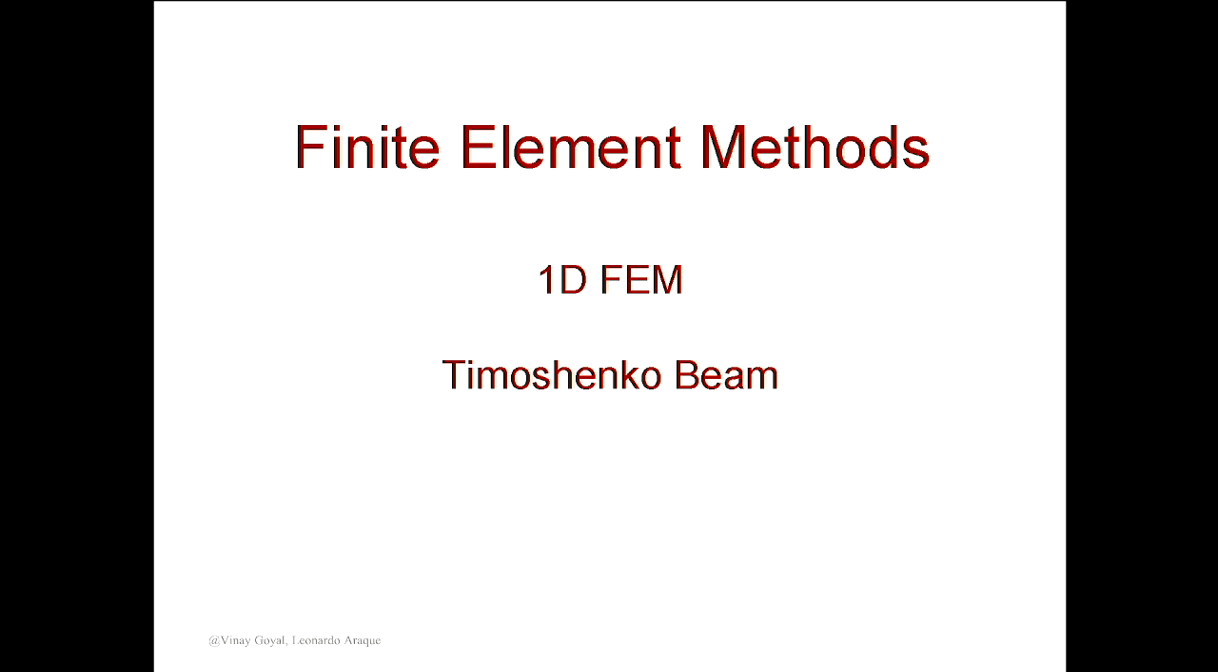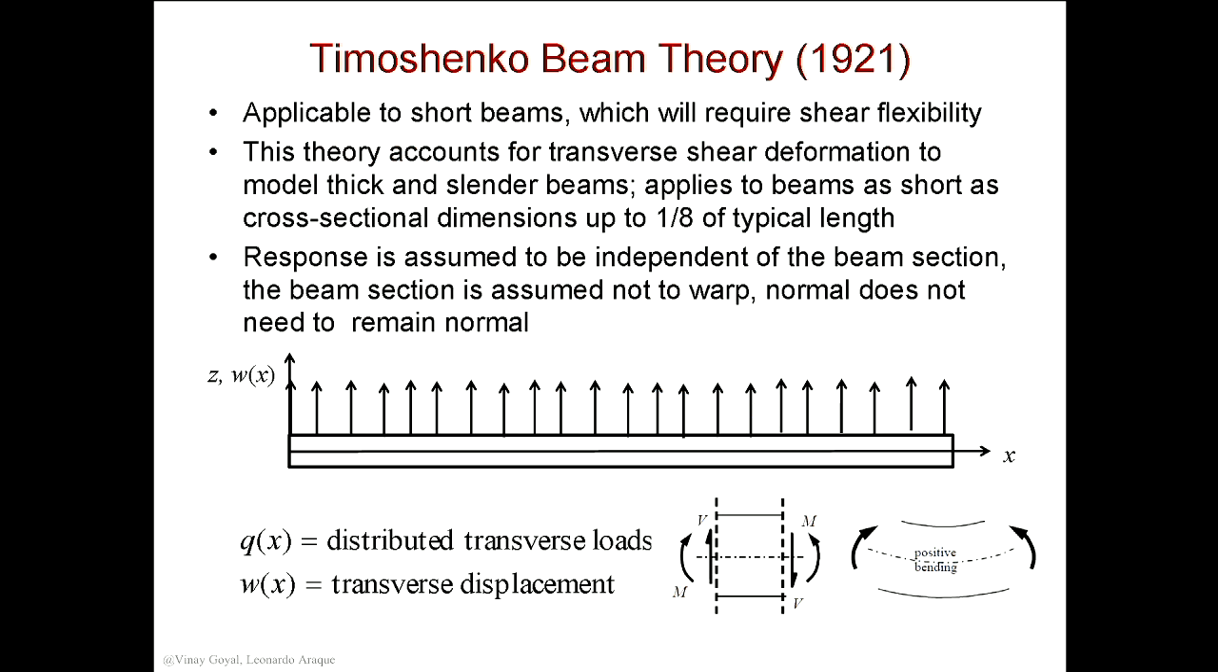If we move to the next slide, Timoshenko beam theory is applicable to short beams in general, which require shear flexibility. This theory accounts for transverse shear deformation, which in Euler-Bernoulli beam theory we assumed what? Zero. We assume that transverse shear deformation is zero, that the normal stays perpendicular to the neutral axis before and during deformation. So this theory is very good to apply to thick beams, short beams. Typically, a good ratio is 1 over 8, and I'll show you the proof later: 1 over 8, T over L, thickness over length.